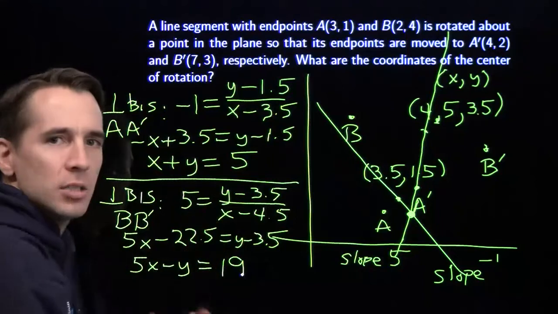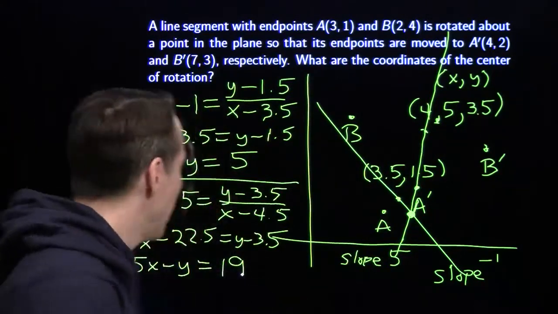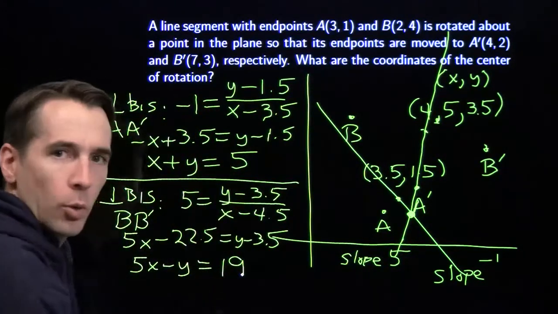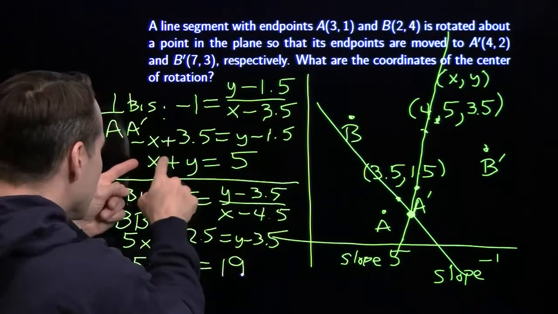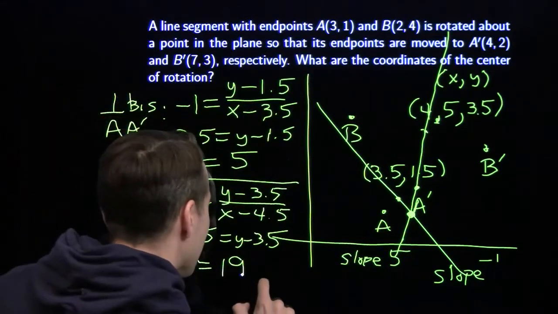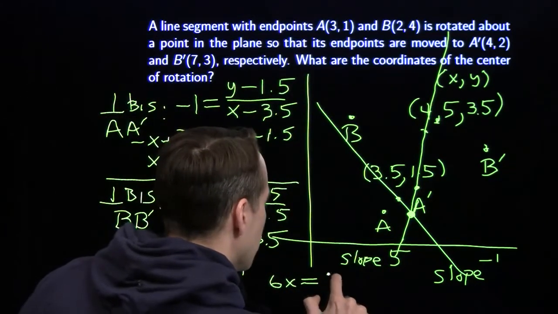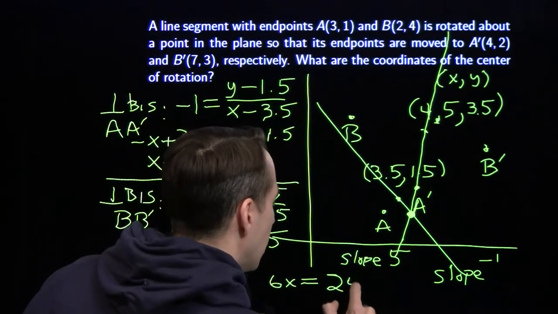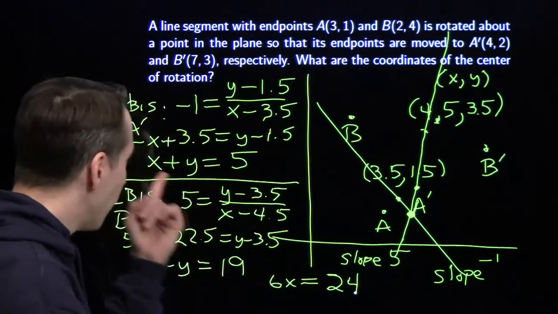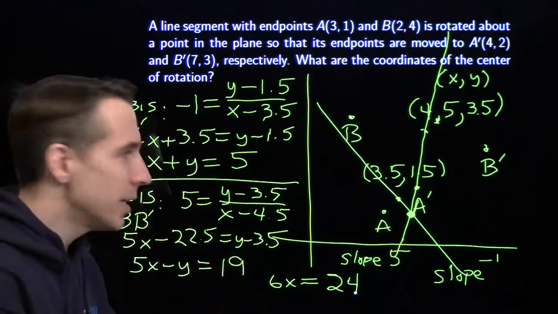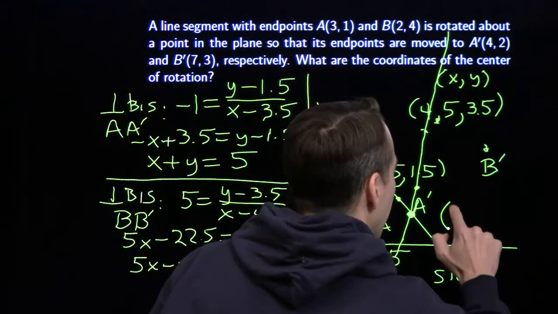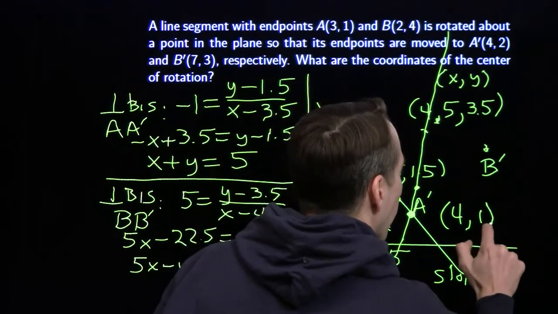Now I've got two equations for x and y, and they're really simple equations. We can just add these two equations, and that wipes out y. We add these two equations, we'll get 6x equals 5 plus 19 is 24. And that tells us that x is 4. Put it in this equation, we get y is 1. And sure enough, our answer is 4, 1.